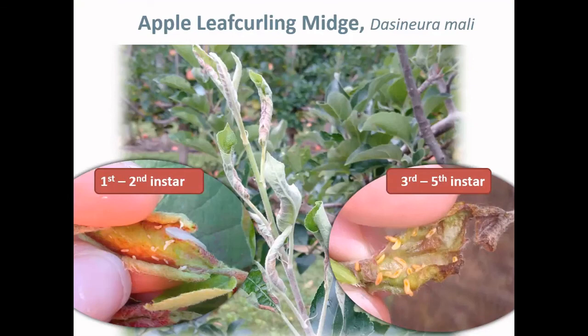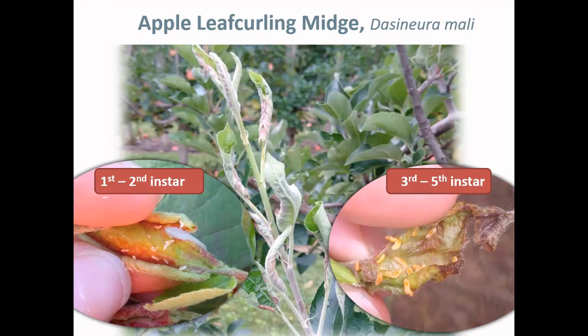And the last pest that I would like to focus on in this presentation is the apple leaf curling midge. This is becoming more and more of an issue in orchards across the province. It was originally considered more of a concern in nurseries and young trees. However, it is becoming quite a problem in well-established older orchards as well. And it can really affect that new shoot growth.